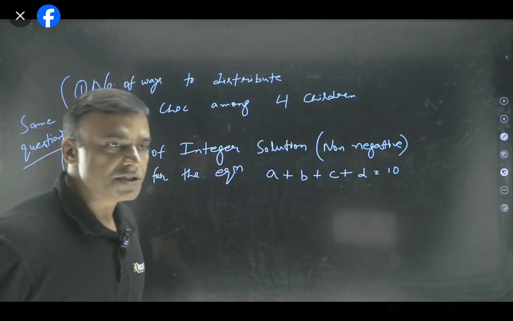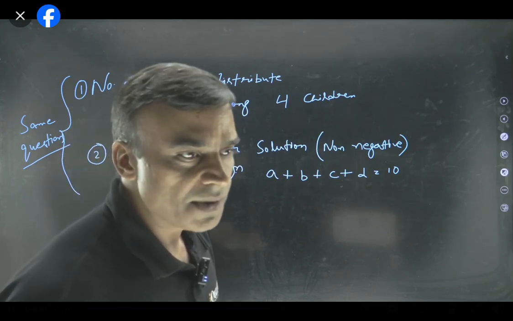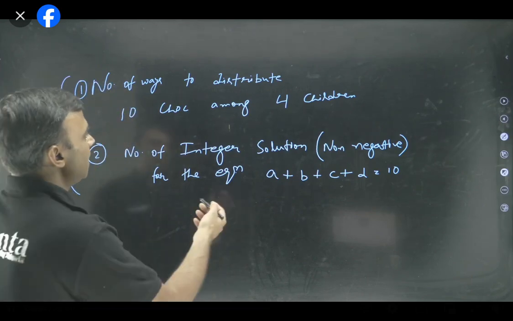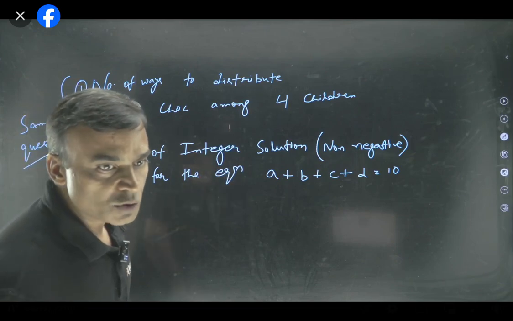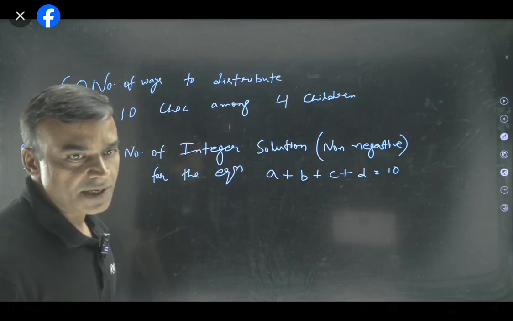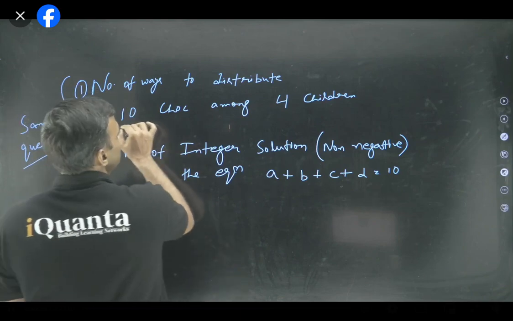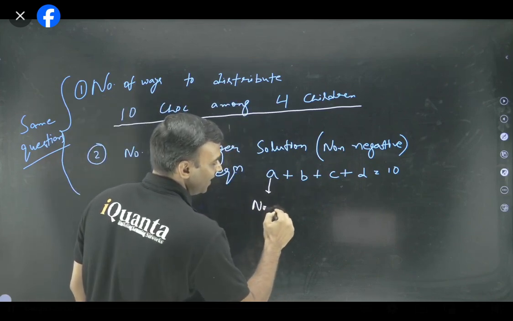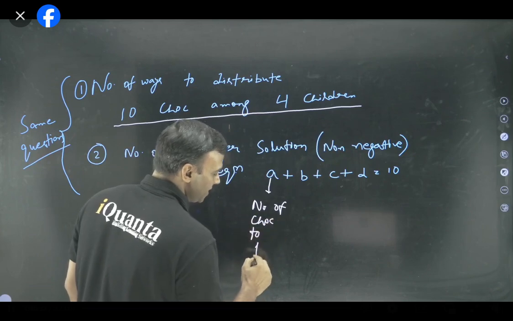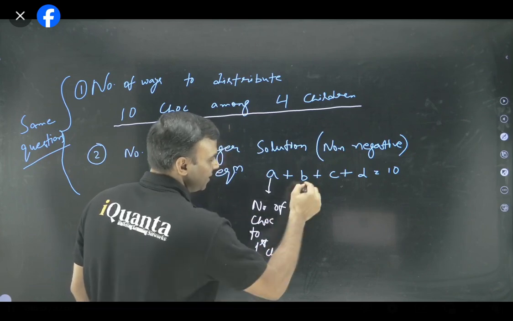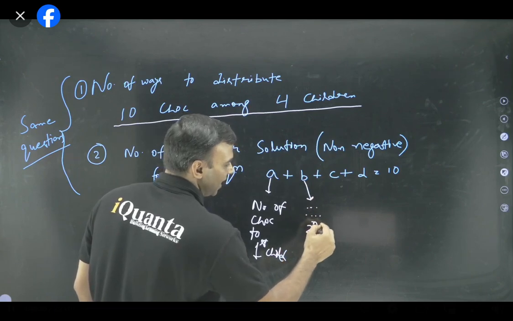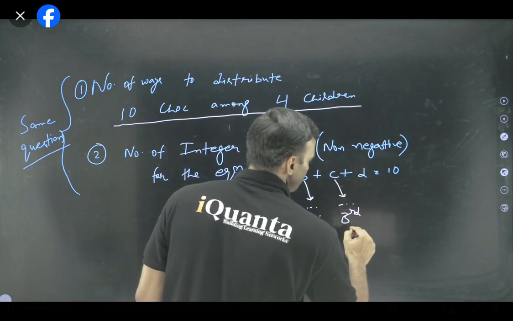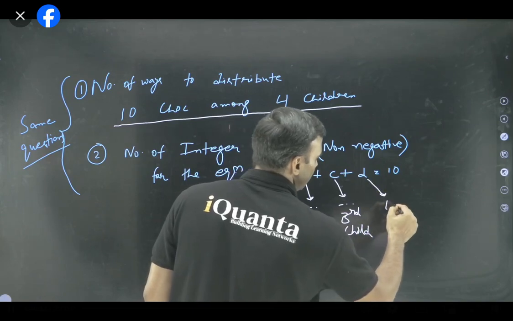Both questions are based on distribution of similar items. All right? So we straight away apply, and there is no condition. Do you also see that there is no condition? Shubham, there is no condition at all. 10 chocolates among 4 children. This is the number of chocolate to the first child. Right? This is the number of chocolate to the second child. This is the number of chocolate to the third child. This is the number of chocolate to the 4th child.